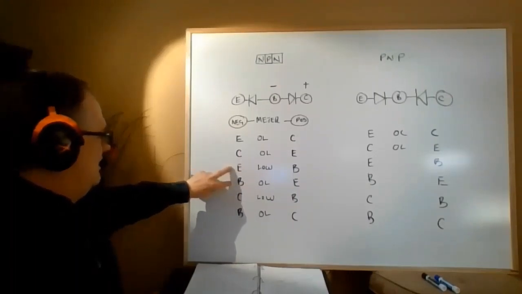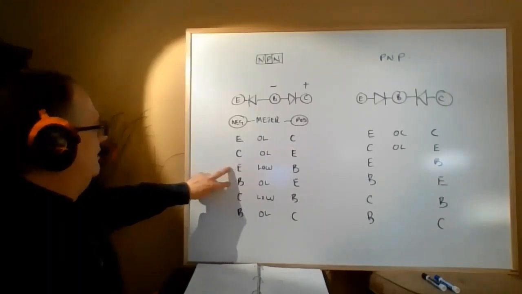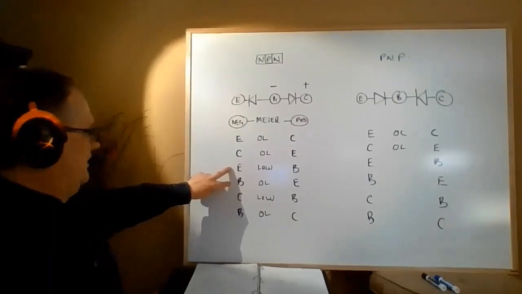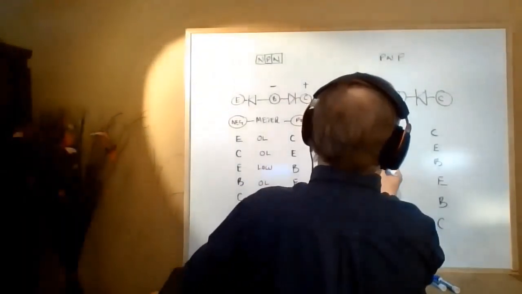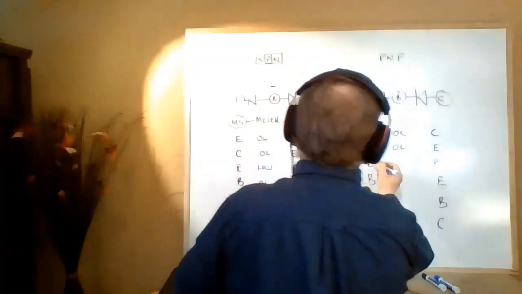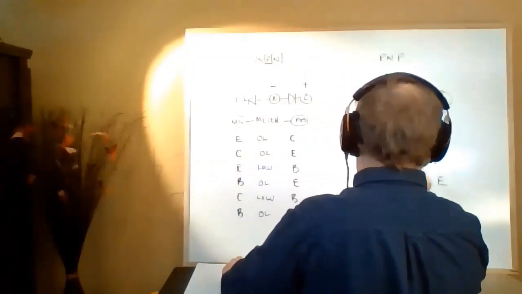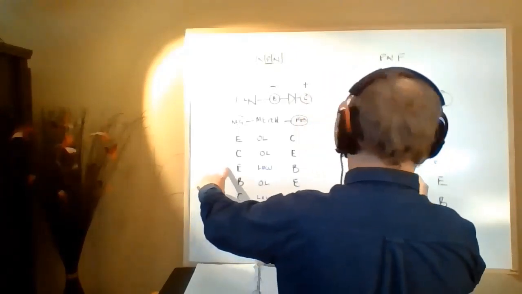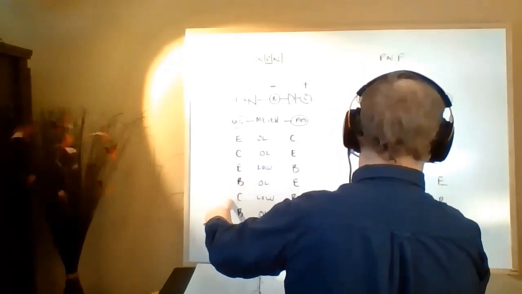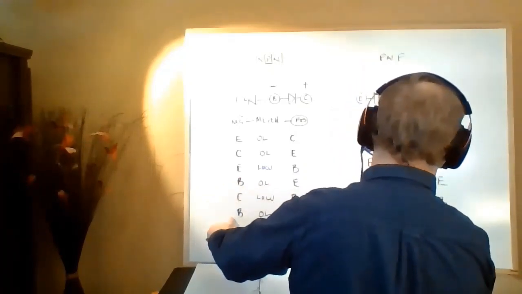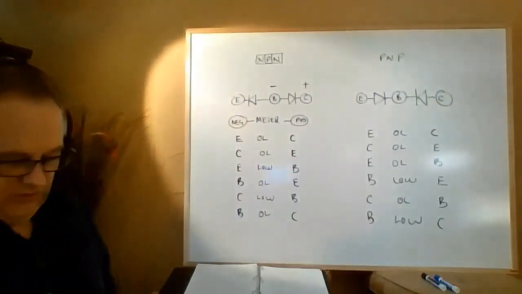So in other words, E to B is going to be an OL. If you put the negative lead on E and the positive lead on B, instead of getting a low reading, now we're going to get a high reading. So it's going to be OL, OL. That one was low, now it's going to be OL. This one was OL, now it'll be low. This one was low, now it'll be OL. This one was OL, now it will be low. Okay, so that just shows you what the readings should be.